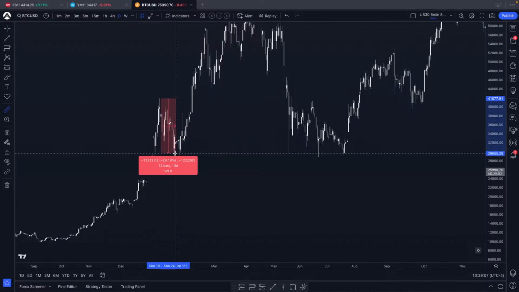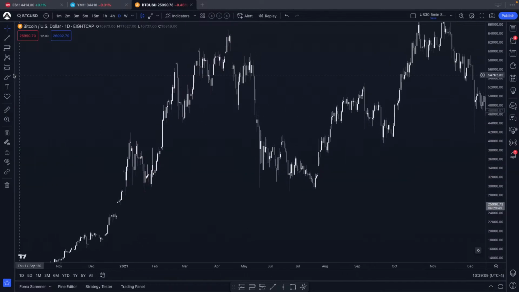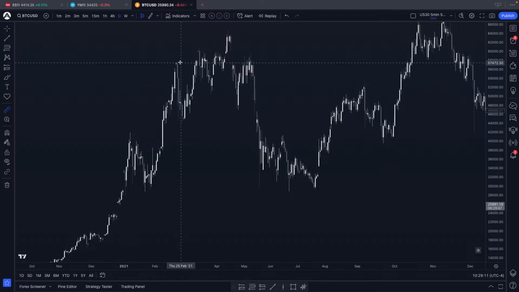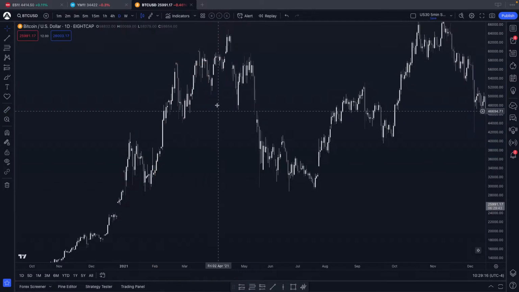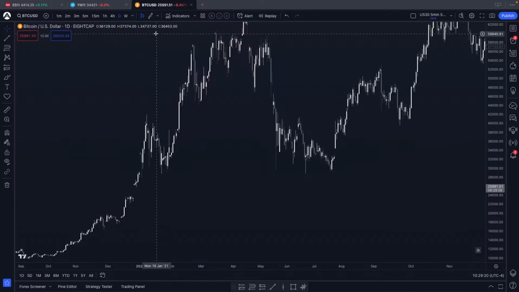I mean, here we retraced 30%. Over here we retraced another almost 30% really. And we still managed to deliver almost up to 70K. And that's just normal during a bull market.